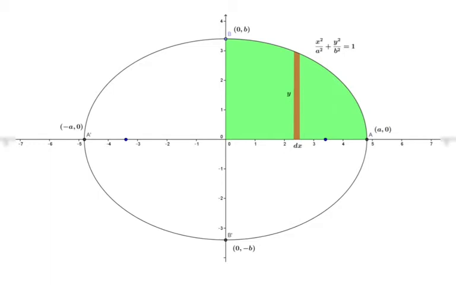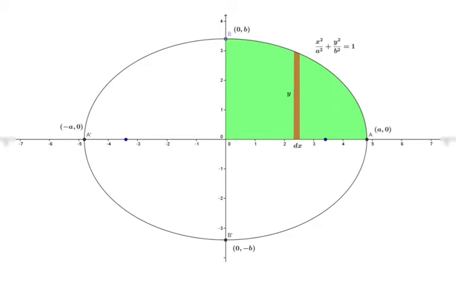So, to find out the area of any region which is under the curve, what we do is we first start with a rectangular strip. Now on the screen you have a rectangular strip which is colored in brown color. So that is the strip I am talking about. Now we start with this rectangular strip.